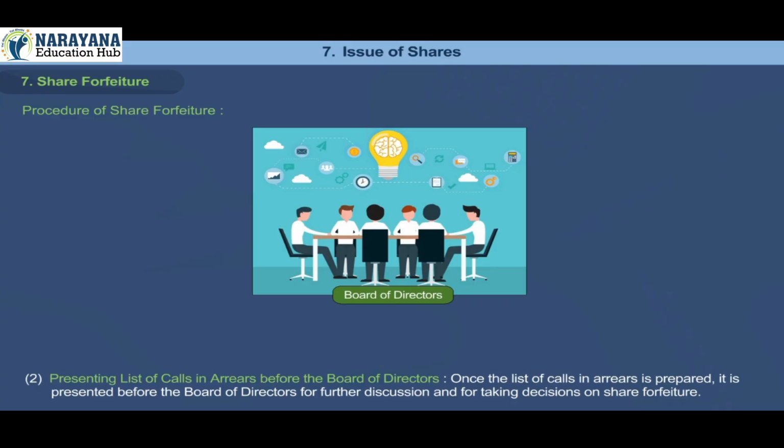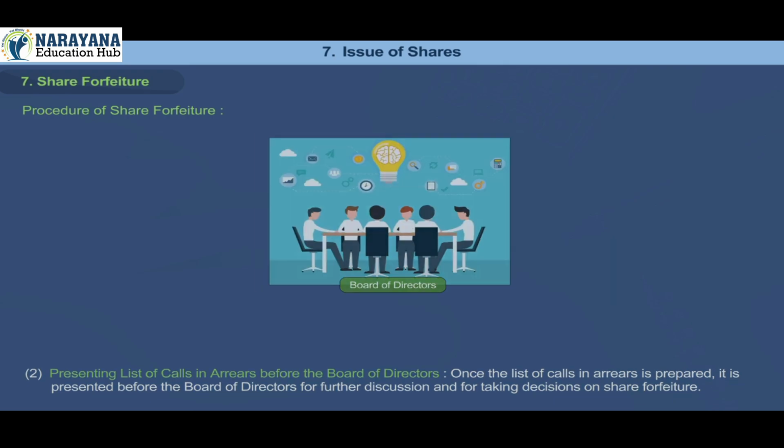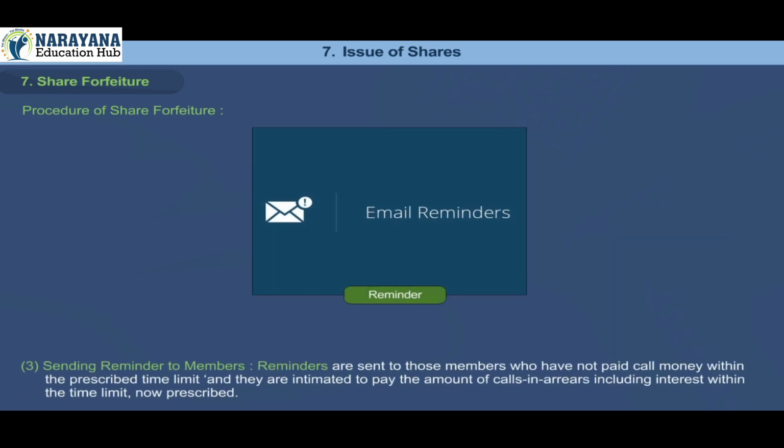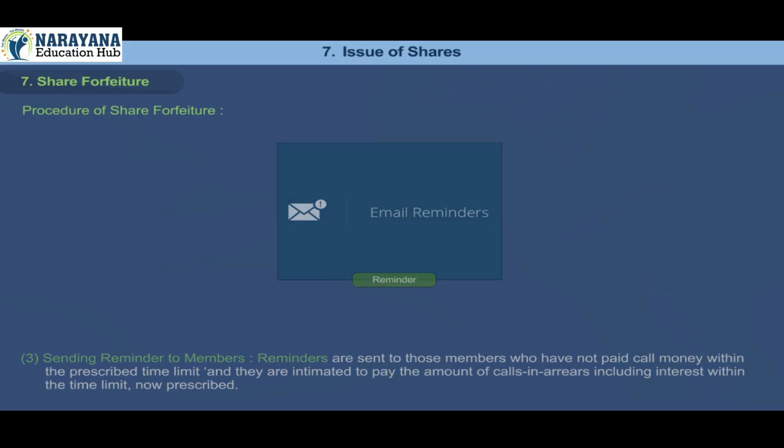Once the list of calls in arrears is prepared, it is presented before the board of directors for further discussion and for taking decisions on share forfeiture. 3. Sending reminder to members. Reminders are sent to those members who have not paid call money within the prescribed time limit, and they are intimated to pay the amount of calls in arrears, including interest within the time limit now prescribed.